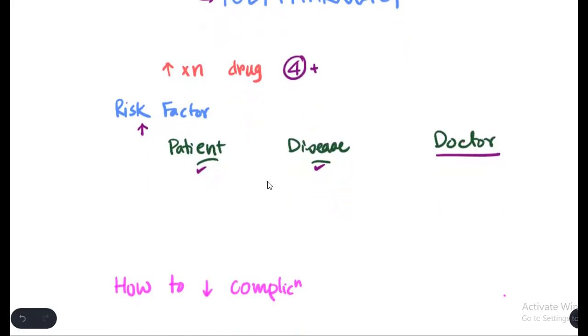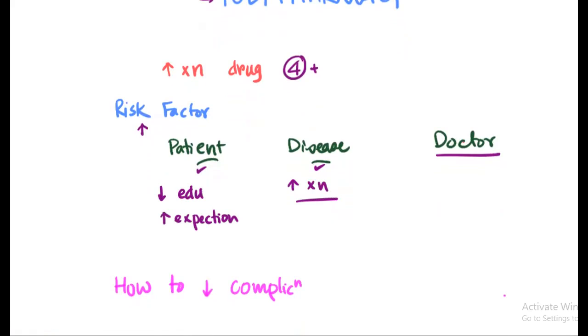The patient may have multiple diseases requiring multiple medications, so multiple pathology. Patient factors: the patient may not be well educated, and the patient often has high expectation of having multiple medications. Then comes the factor related to the doctor.